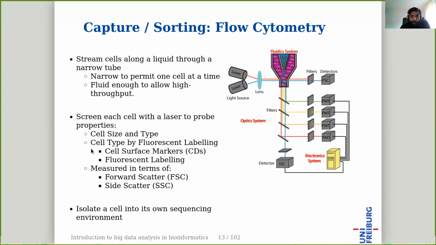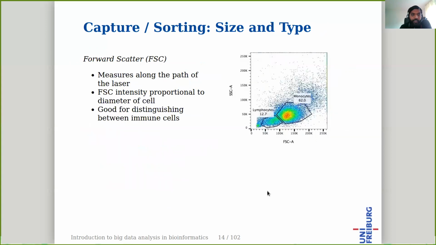And the way that we measure cell type and cell size is by these lasers that are shot at each cell, and these detectors, the so-called forward scattering detector and side scattering detector. We will see how these forward and side scattering help us to detect the cell properties.